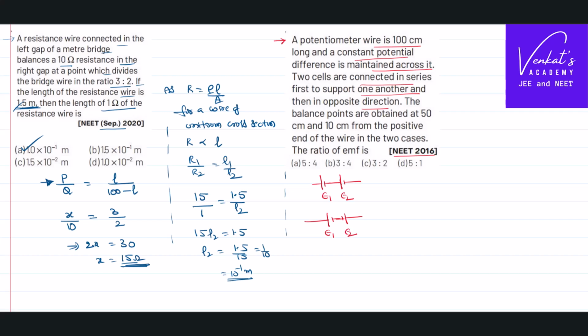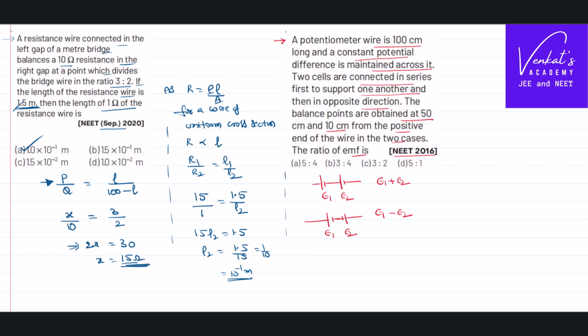So, in the first case the total EMF is added up, whereas in the second case the total EMF is not added up because they are connected in opposite direction. The balancing points obtained in both the cases are 50 and 10 from the same source. What is the ratio of EMFs?